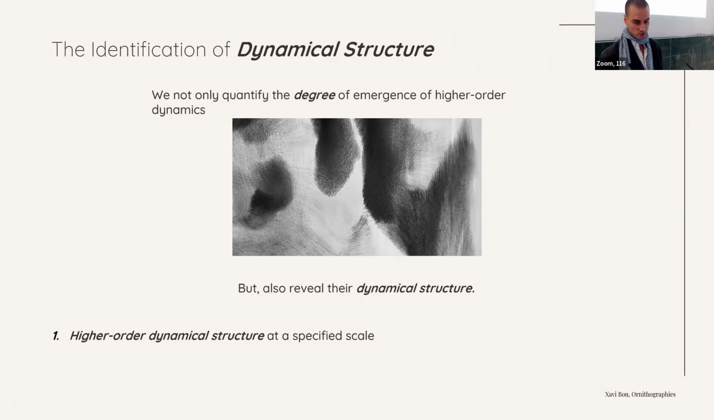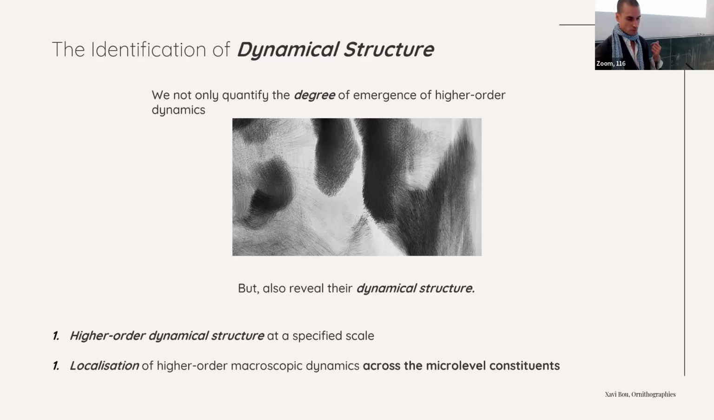I mean dynamical structure in two different ways, right? First, I want to know how dominant those emergent higher order dynamics are in relation to their own scale, which gives us a proxy of the dynamical structure at that scale. And this is something that can only be seen on the higher order scale. But also, there is the concept of the localization of those higher order dynamics across the micro level constituents. This gives us a notion of how localized the macroscopic dynamics are, or how distributed they are across the parts that make up the system.